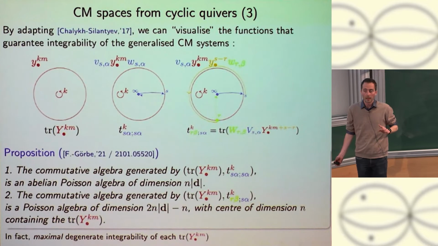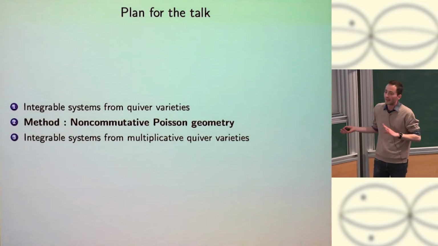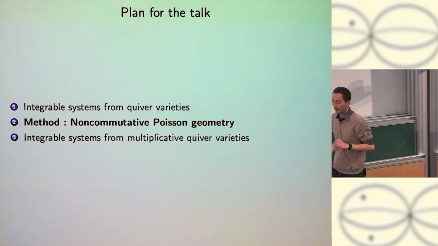Okay. So before going to the, let's say, non-commutative rules, are there any questions? How many parameters lambda do you have?